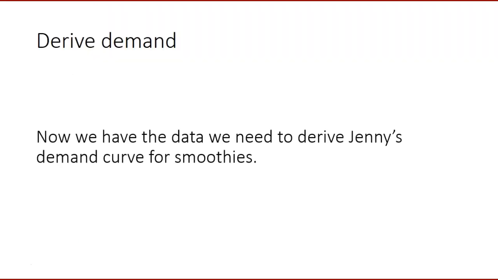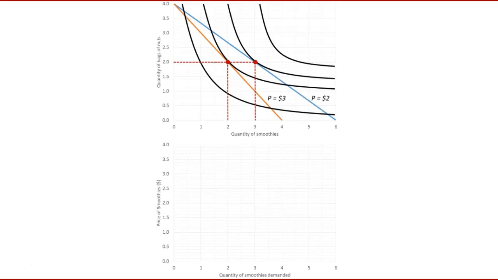Now we have all the data we need to derive Jenny's demand curve for smoothies. Hooray! There's the curve we originally constructed. Now we're going to use the information here to construct a demand curve. Now you remember that when the price of smoothies was $2, Jenny chose 3 smoothies. And we just figured out that when the price of smoothies increased to $3, she chose 2 smoothies instead. She demanded 2. So, join the dots. Voila, we've got a little notional demand curve for Jenny's demand curve for smoothies. And that is that.